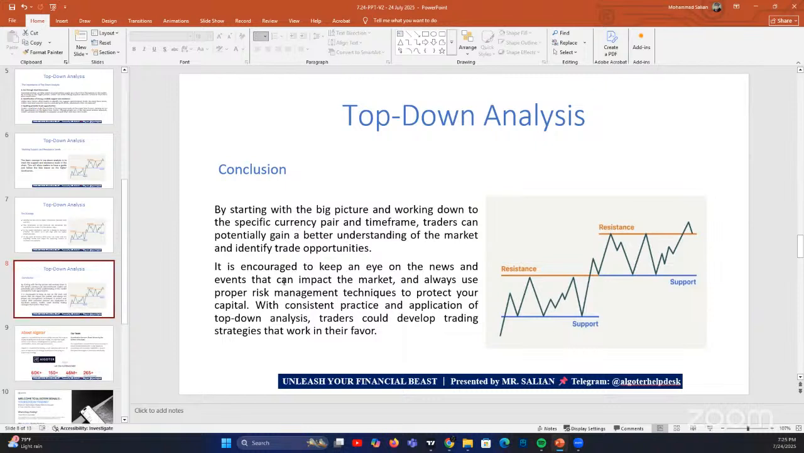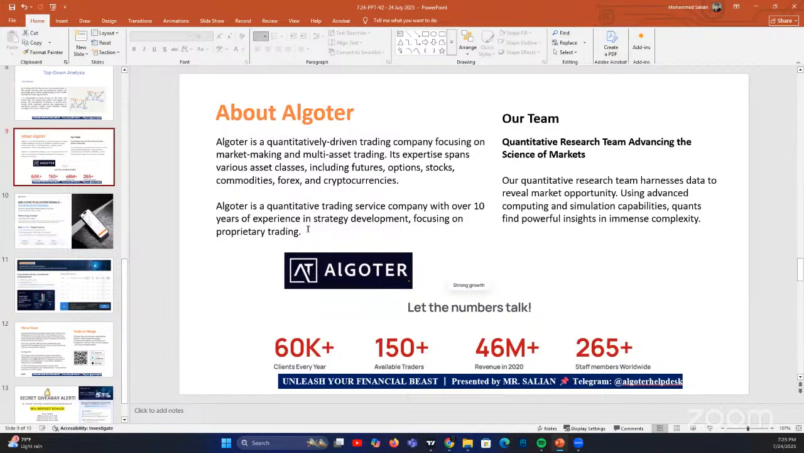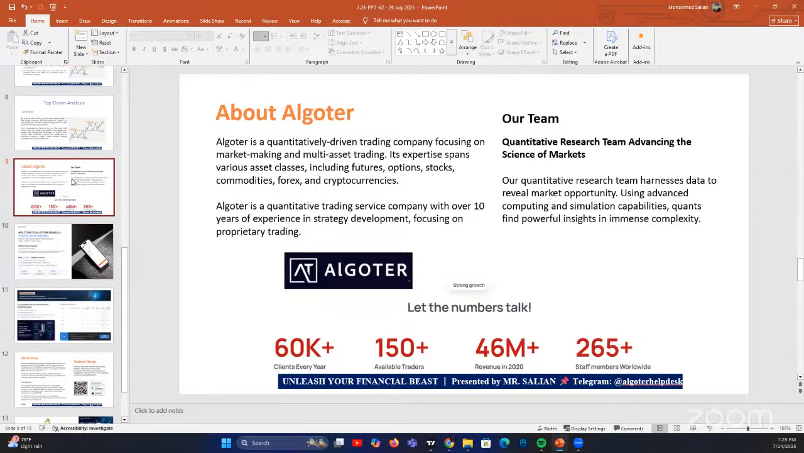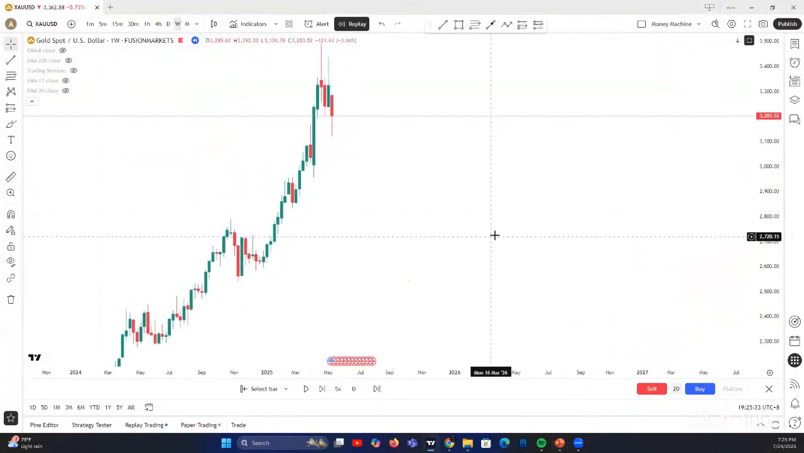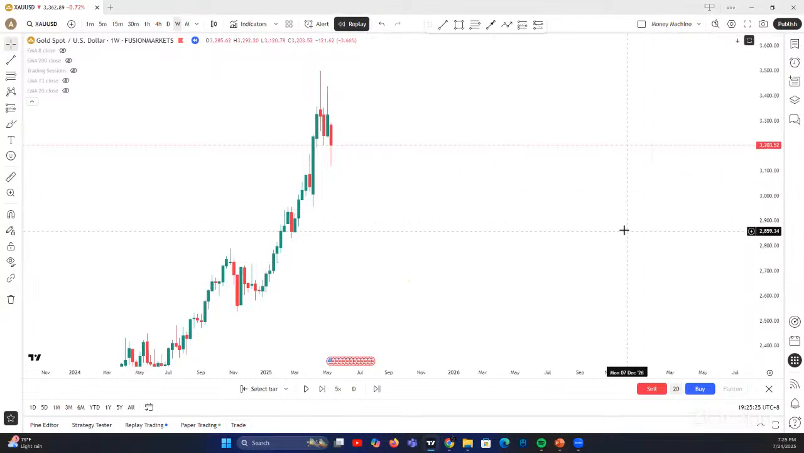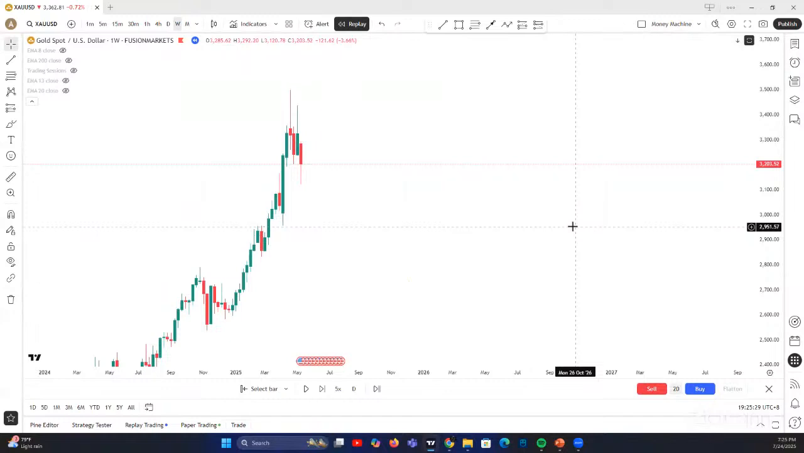Okay, about Algoter, we will go on with this one later. Now we have to go to the chart to get all this in our heads. Okay, so gold, our favorite.